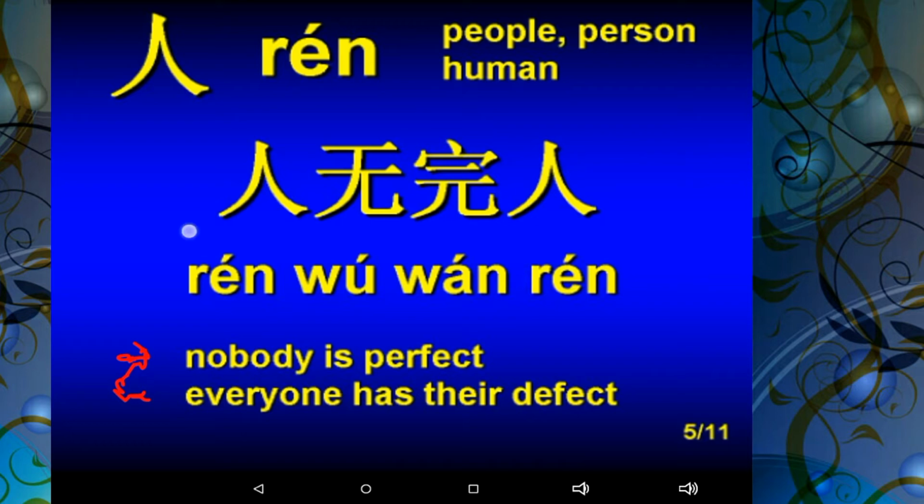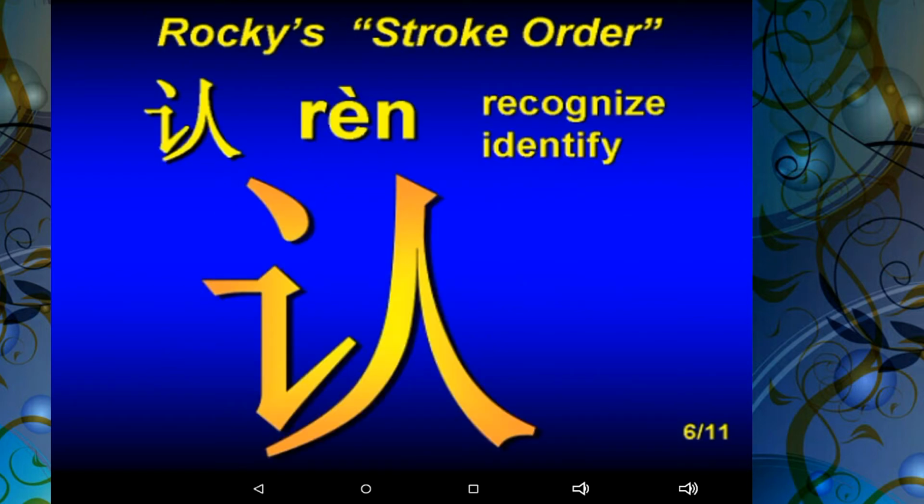Let's read them. Ren Wu Wan Ren. Cheng Fu. Ren Wu Wan Ren. Cheng Fu San Kuai Dian. Ren Wu Wan Ren, meaning that nobody is perfect. And by the way, who is perfect nowadays? Certainly not even Rocky is perfect.